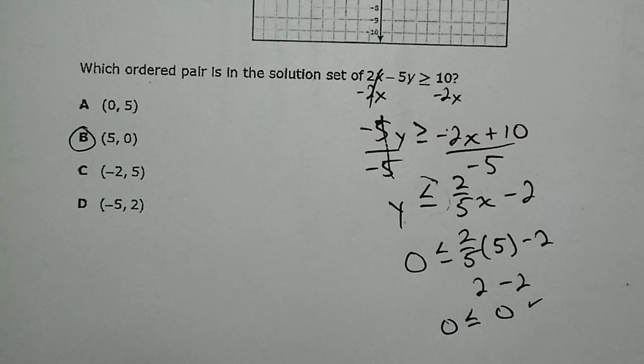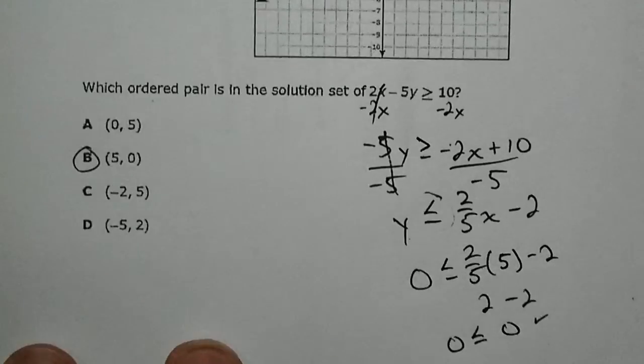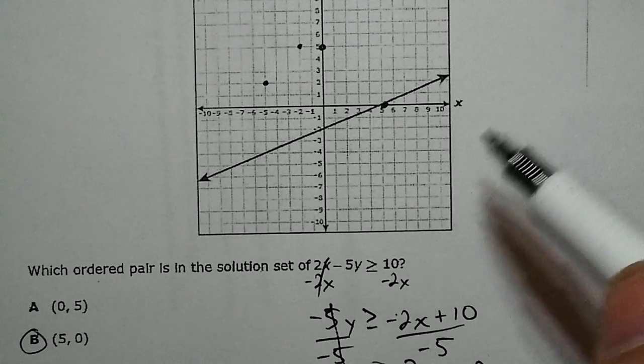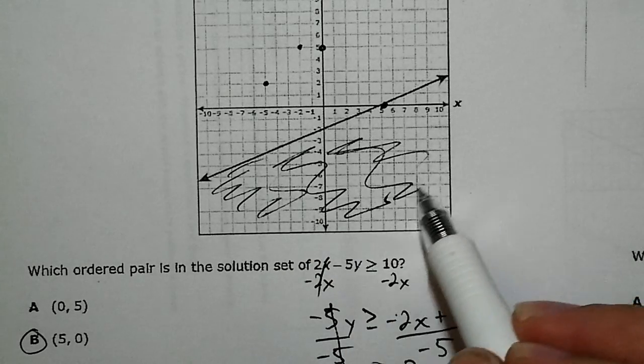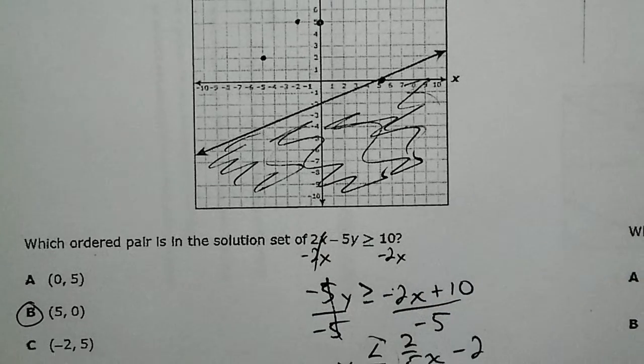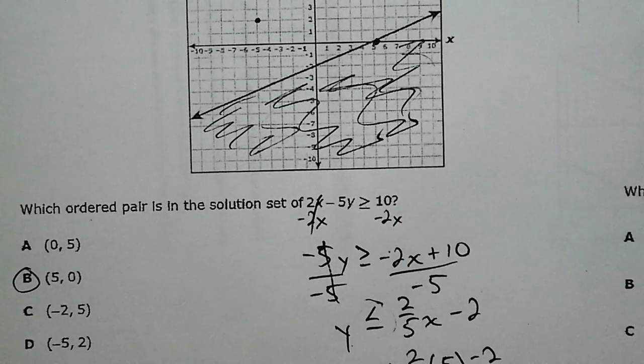For the rest of them, you could have just plugged in and checked them, or you could have seen that when you shaded in the less than side or graphed this on your calculator, the only point that matches is the one that's underneath.